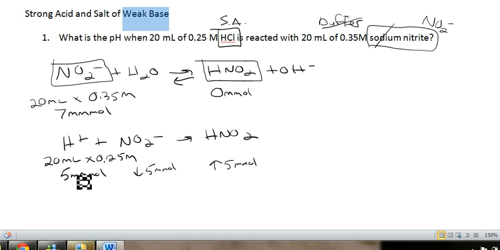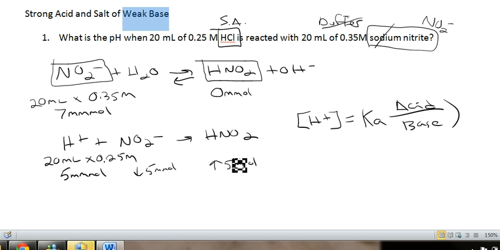So if we write out our buffer equation, even though this is not really a buffer, it is, because as it's neutralizing, the conjugate base is going down and the weak acid is going up. So the concentration of the H ions equals the Ka times the acid over the base. The H concentration will end up helping us get our pH.